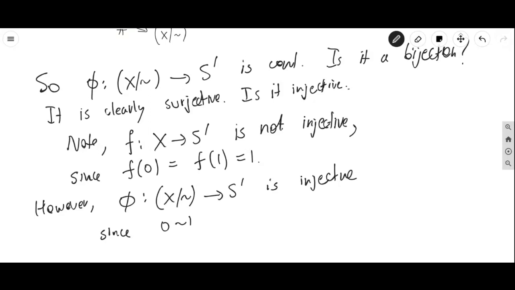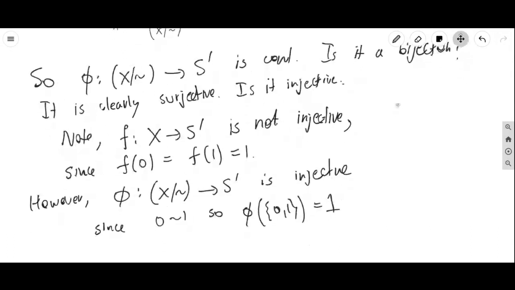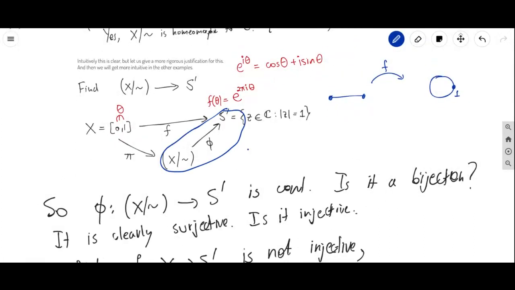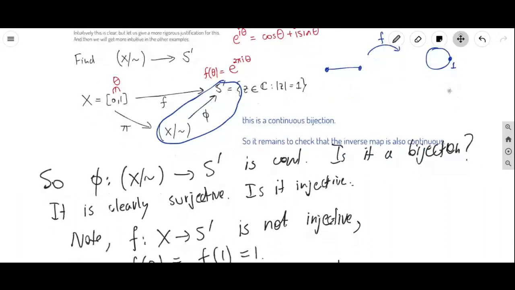They're treated as the same thing. And so you're mapping this entire class to the same point. It's no longer the case that you have separate points. They're now being put together and treated as the same point. So this right over here is a continuous bijection. So it remains to check that the inverse map is also continuous, because that's the requirement to see that you have a homeomorphism.